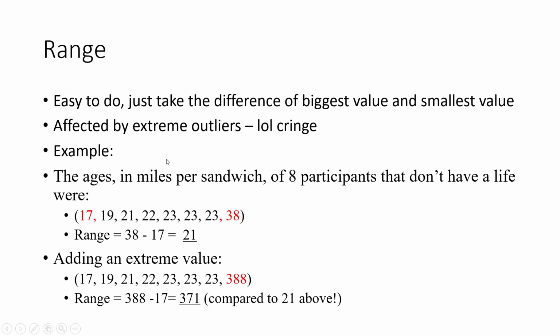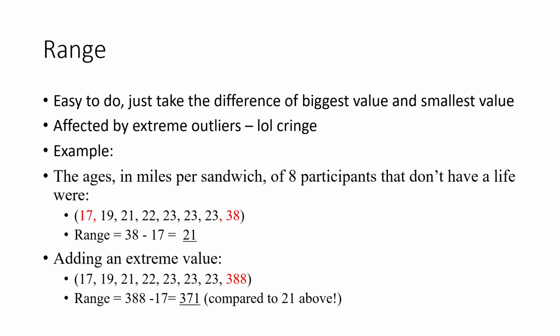So here's the range. It's pretty simple. You just take the biggest value and the smallest value, and you find the difference between them. Again, this is affected by outliers, so that means it's generally not great. Let's look at this example. We had 8 participants, and we measured their age. Here are their ages. We decided to find the range, so that's just the biggest value minus the smallest value. 38 minus 17, that's 21.